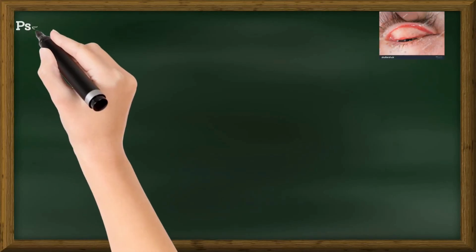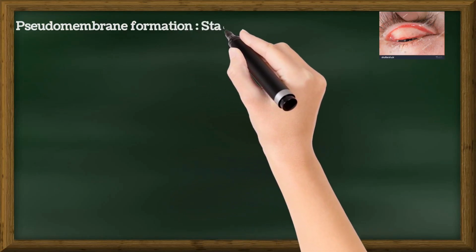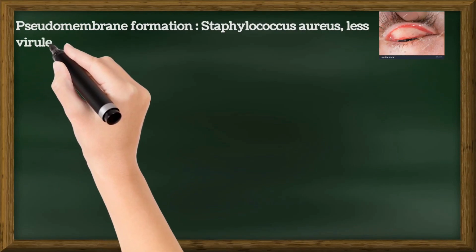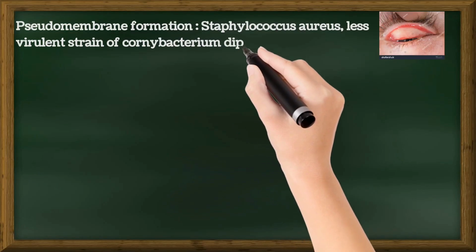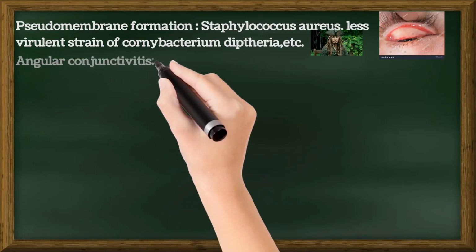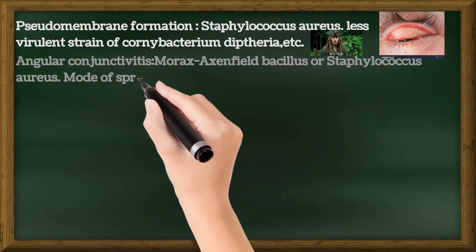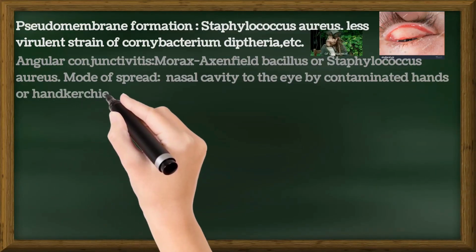Apart from these, there are other types of conjunctivitis, such as pseudomembranous conjunctivitis. In this type, a false membrane, known as a pseudomembrane, forms. This membrane isn't a true membrane but rather consists of a collection of dead cells and inflammatory debris, among other things. Pseudomembranous conjunctivitis can be caused by Staphylococcus aureus and Corynebacterium diphtheriae. Angular conjunctivitis occurs near the canthus of the eye, where the upper and lower eyelids meet at that corner. Causes may include Morax-Axenfeld bacillus, Staphylococcus aureus, and others.